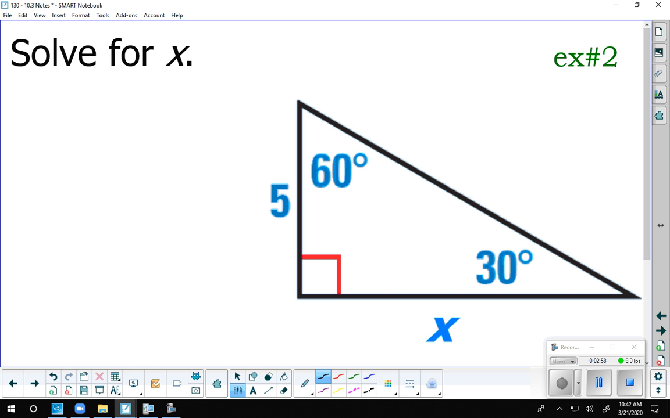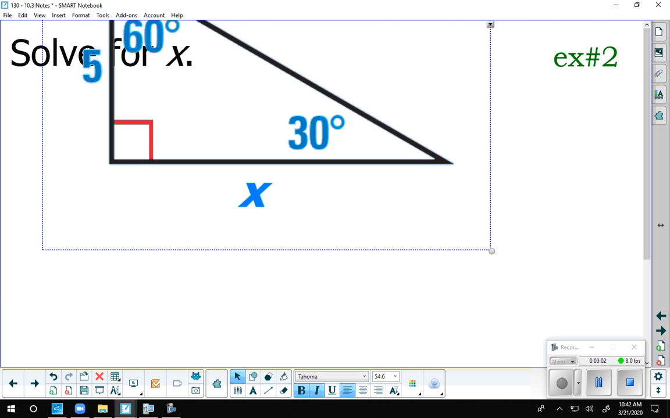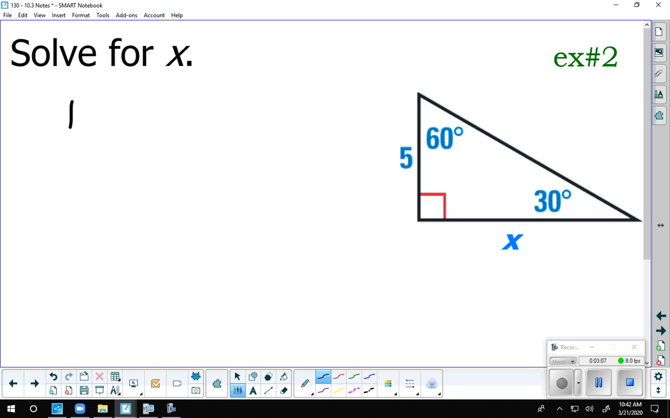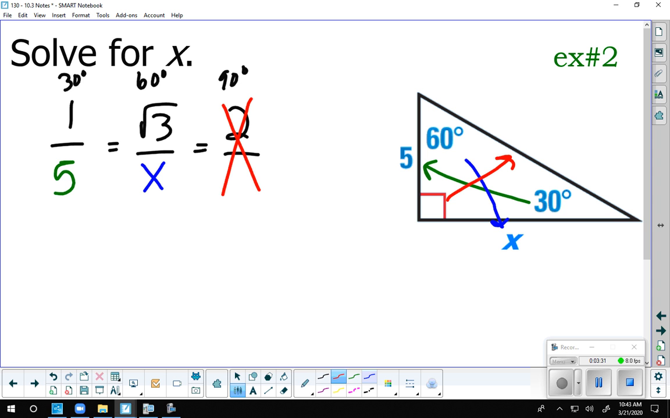So let's start by setting up our ratios. Okay, so 1, square root of 3, 2. So again, it just goes in order. 30, 60, 90. So across from the 30-degree angle is 5. Across from the 60-degree angle is x. And we weren't given anything across from the 90, so we don't need to use this one.